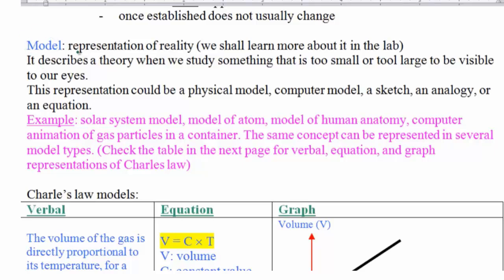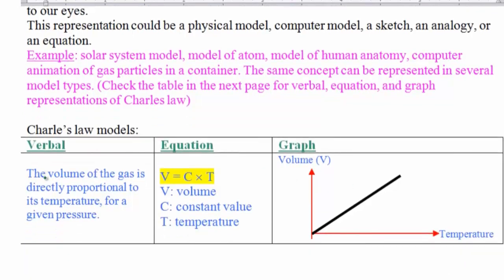A model is a representation of something that cannot be directly observed. For example, you cannot directly observe your solar system, so we develop a physical model of the solar system. The same thing in the microscopic world. The atoms cannot be directly observed. And models are not necessarily physical models. It could be in the form of a verbal statement, like a certain scientific law, like Charles' law. Charles' law says that the volume of a gas is directly proportional to its temperature, which means that if you increase the temperature of a gas, its volume will increase by the same factor.